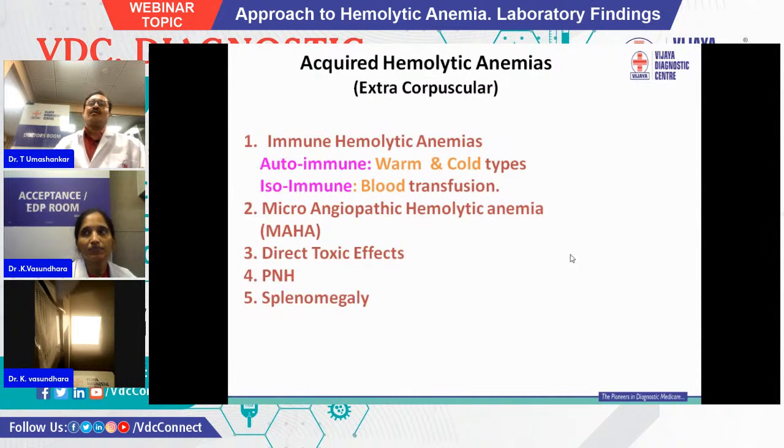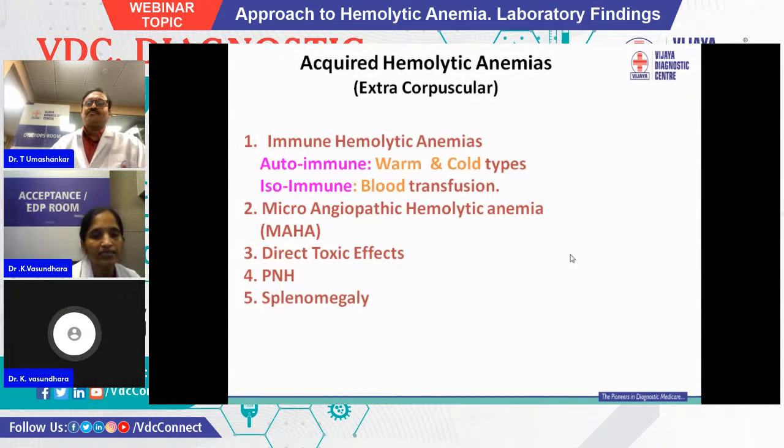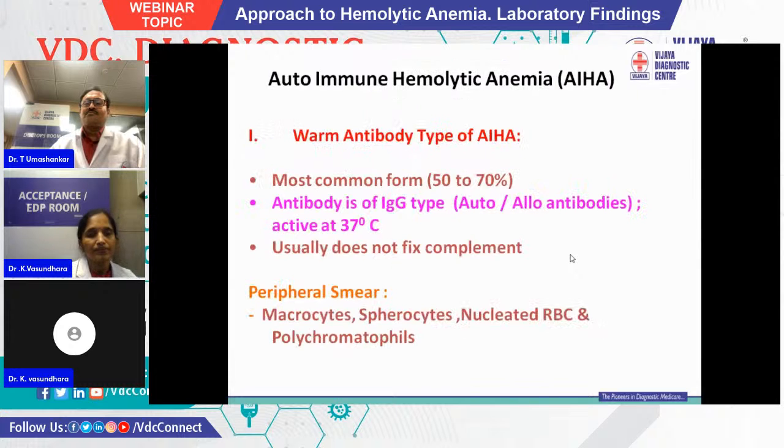And next is the paroxysmal nocturnal hemoglobinuria, and other is the tropical splenomegaly. Especially malaria endemic areas will have a splenomegaly. Because of this splenomegaly, the RBCs get sequestrated and destroyed, causing the lysis. And now we'll discuss in detail about the individual etiological factor.